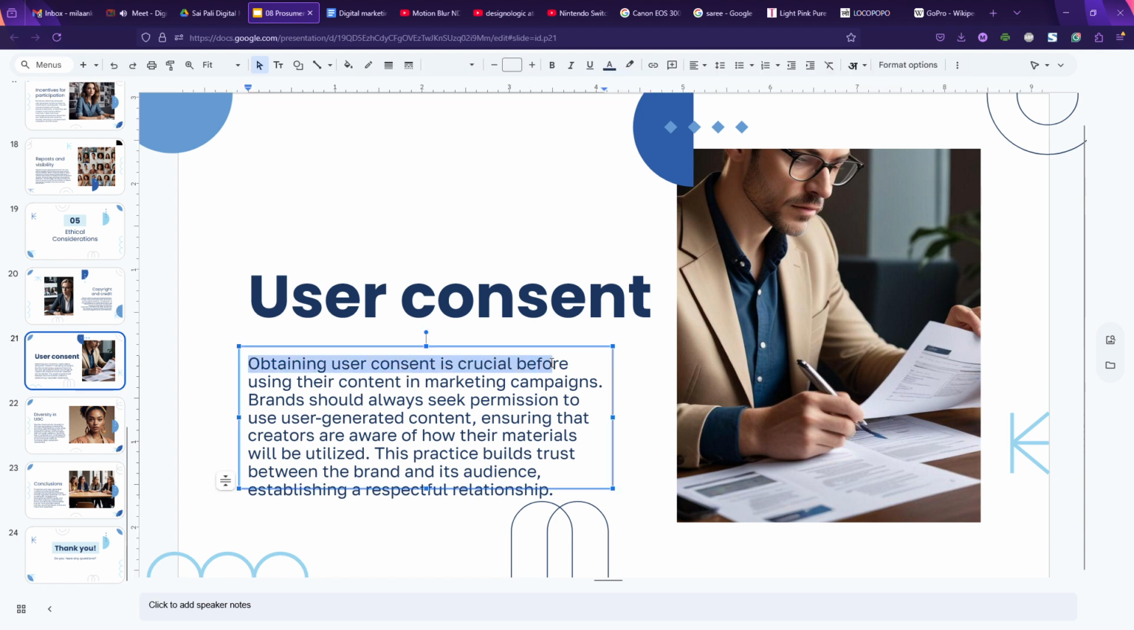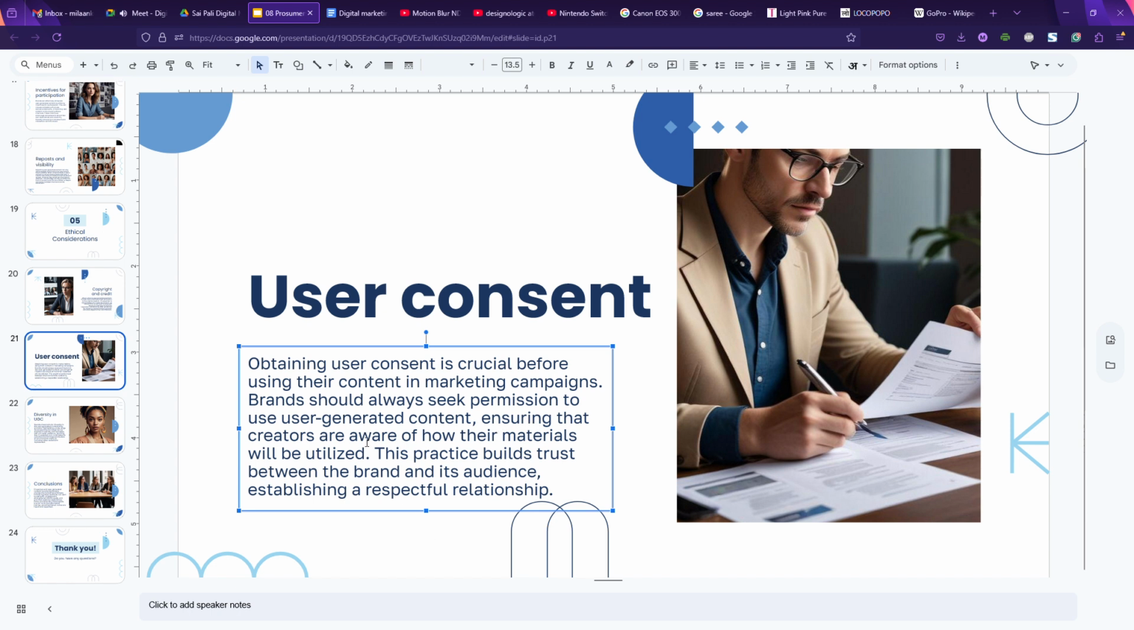Obtaining user consent is crucial before using their content in marketing campaigns. Brands should always seek permission to use user generated content, ensuring that creators are aware of how their materials will be utilized. This practice builds trust between the brand and its audience, establishing a respectful relationship.